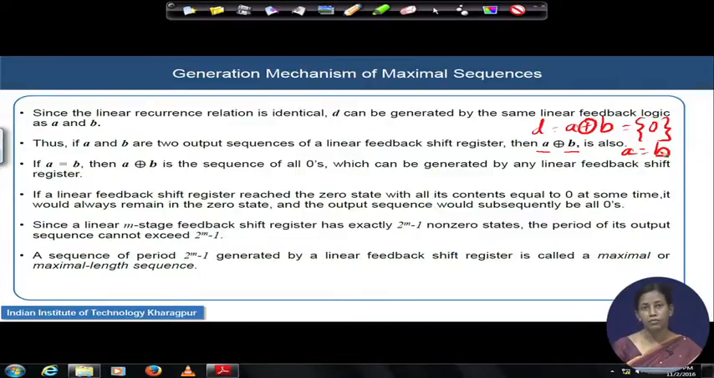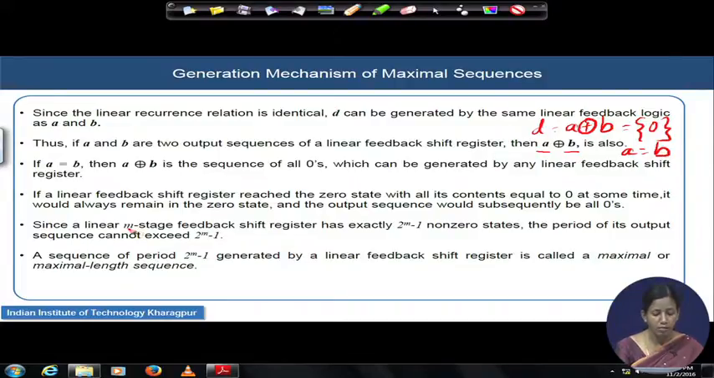And remember, such a sequence can be generated by any kind of linear feedback shift register. If all the stages of a linear feedback shift register contain 0 at some point of time, then it will remain in the all-zero state, and no more output sequence can be obtained from such an architecture. Hence initialization of a linear feedback shift register is very important, and never initialize it with all 0 values.